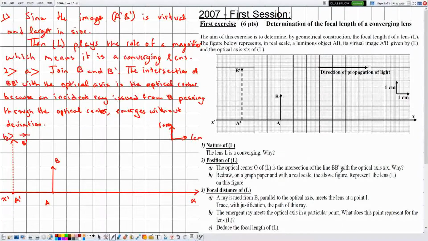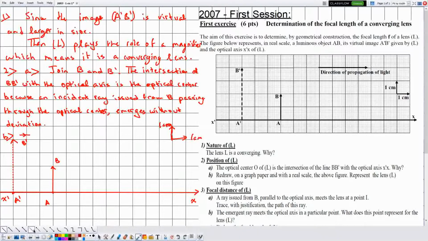Now in the same part they are telling me to represent the lens L. In order to represent the lens L, we need to determine the position of the optical center, and this is done by joining the line BB prime. So let's join B prime B, and we join them dotted because the image is virtual. Then the intersection of BB prime with the optical axis is the optical center O.